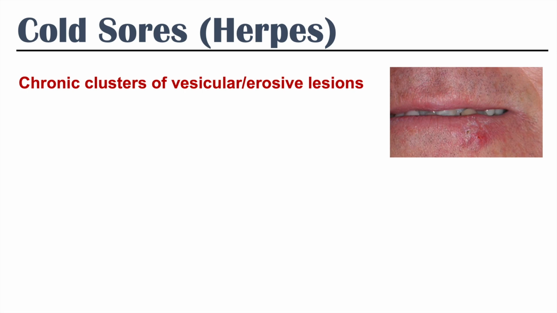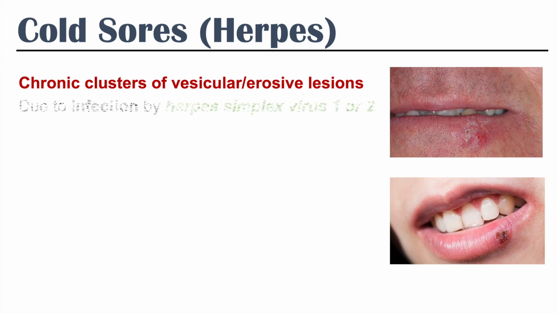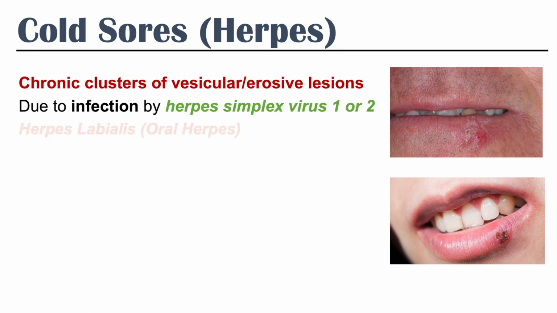Little vesicles that can erupt and become erosions. They are due to infection by herpes simplex virus 1 or 2. So we used to learn that maybe one of these viruses causes oral herpes, one of them causes genital herpes, but really they can both cause cold sores or oral herpes.